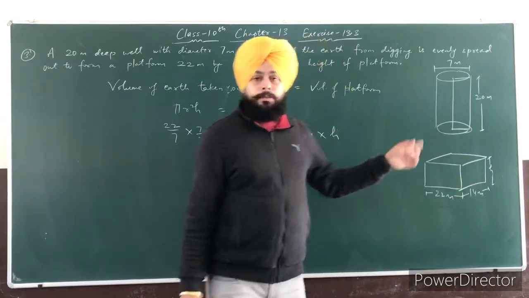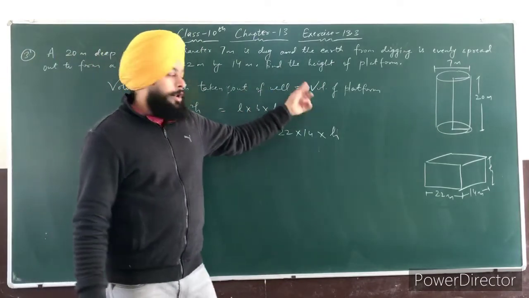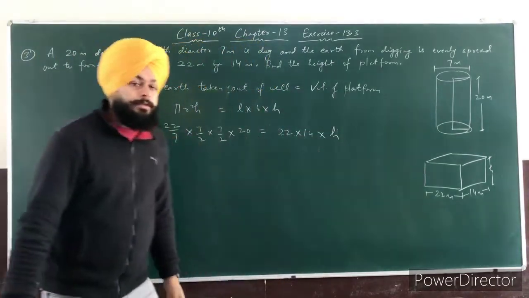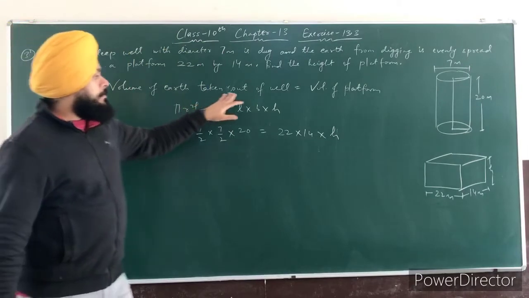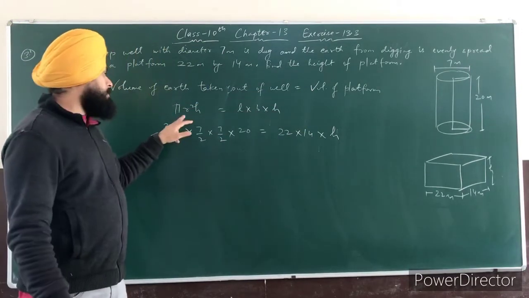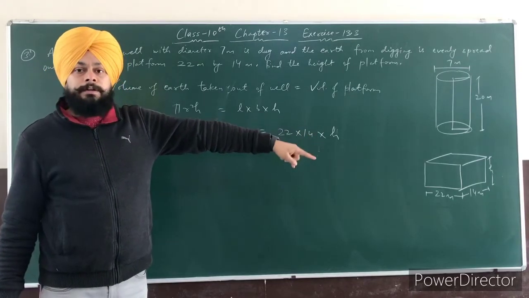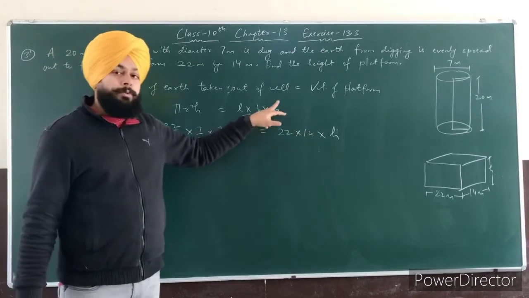It means the volume of earth taken out of the well is equal to the volume of this platform. Clear students? So the volume of earth taken out from the well, and the well is in the shape of a cylinder, so its volume is pi r square h and the volume of platform is in the shape of cuboid, so its volume is L into B into h.